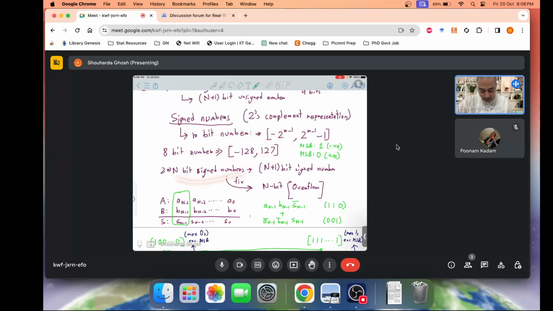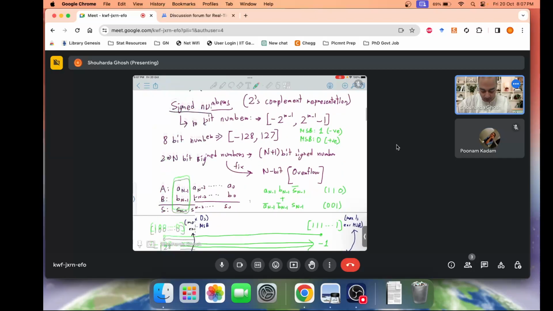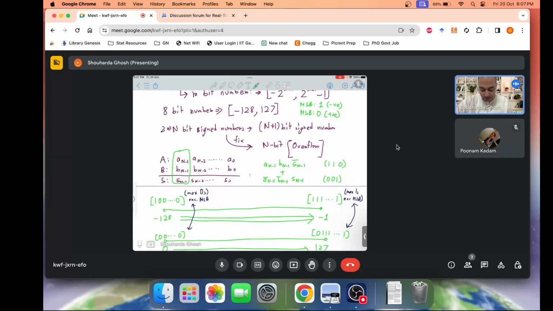For n-bit signed numbers, as earlier, to represent their summation you need at least n plus 1 bits. If you want to fix the output as n bits, you may encounter a scenario called overflow. What happens during overflow? The sum of two positive numbers comes out as a negative number, or the sum of two negative numbers yields a positive number. That's what you see: the MSBs of the operands are 0 while the sum's MSB is 1, and vice versa.